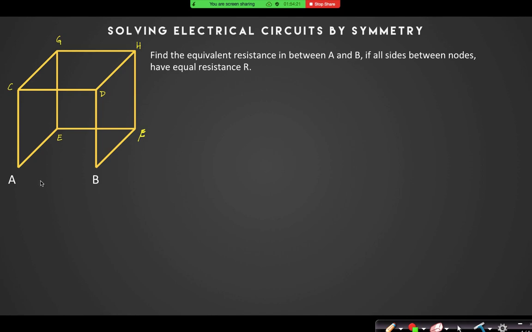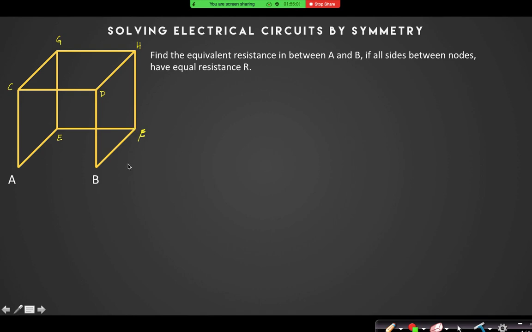Look, can you see that this path AEFB and ACDB are symmetrical? Yes or no? You can find the configuration by placing the cube in another orientation. You will find a similar configuration where AEFB can take the place of ACDB. So they are interchangeable. These two paths are absolutely symmetrical.